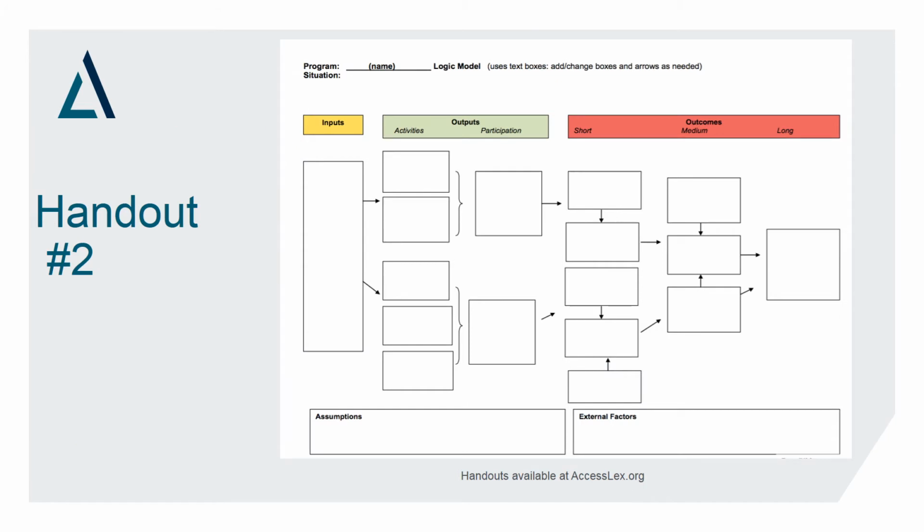Handout number 2 is another resource that you can use as you're preparing your evaluation plan. It's a blank logic model template that you can access and fill in as you're trying to organize your thoughts to create your own logic model.